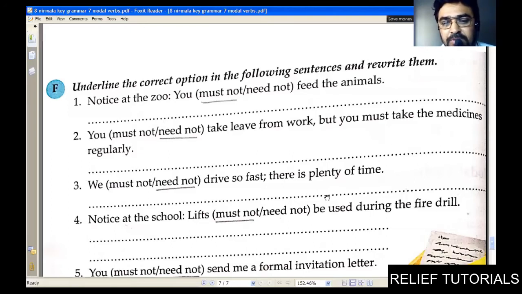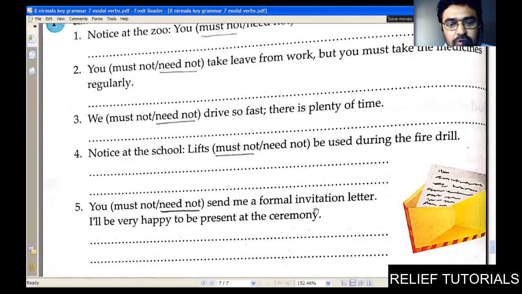Lifts must not be used during the fire drill. फायर ड्रिल में लिफ्ट यूज कर सकते हो, लेकिन करनी नहीं है. That is a stringent rule over there. You need not send me a formal invitation letter. वो कोई कार्ड की जरूरत नहीं है, मैं ऐसे ही आ जाऊंगा, तो जरूरत नहीं है. I'll be very happy to be present at the ceremony.